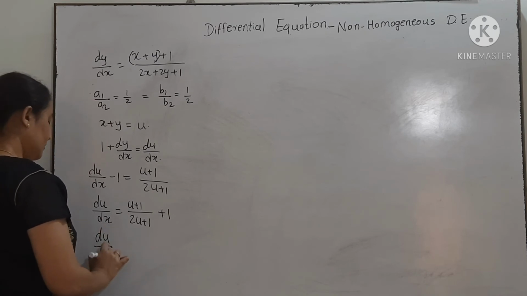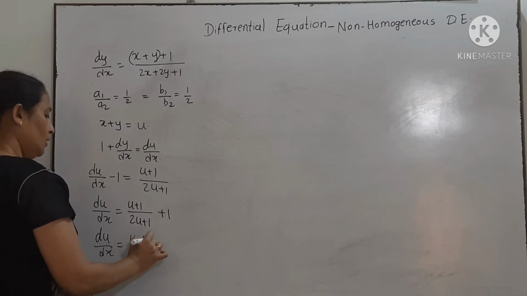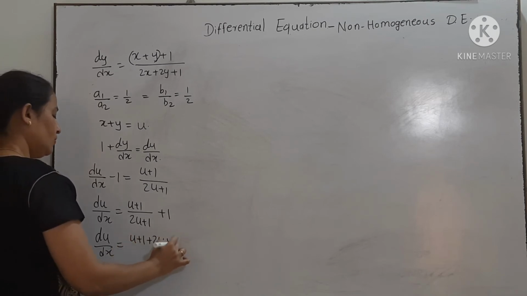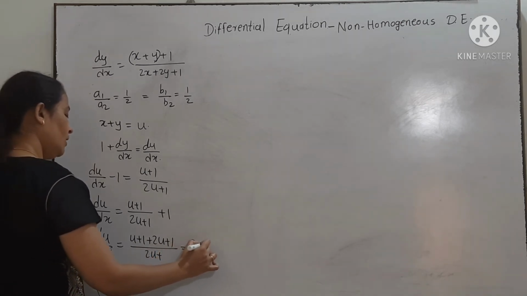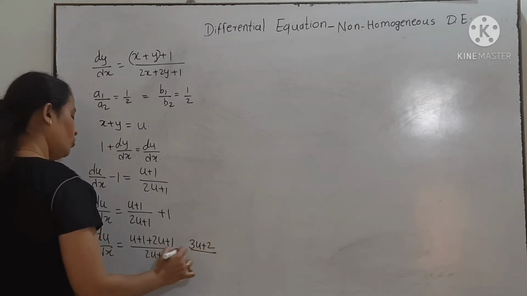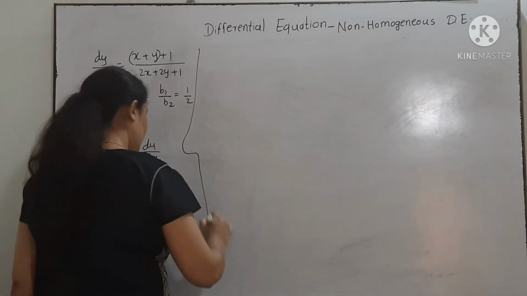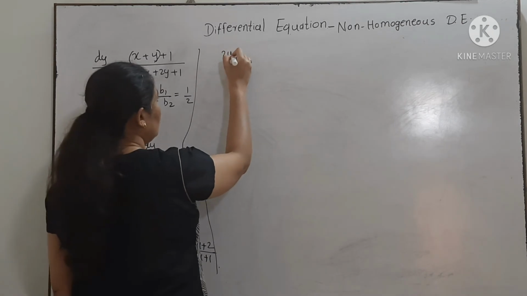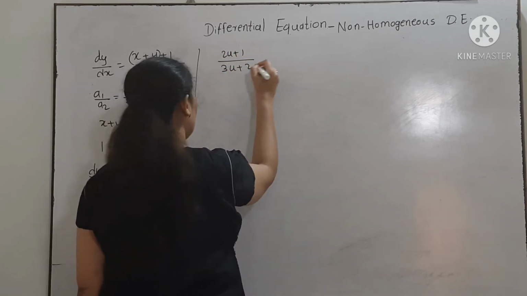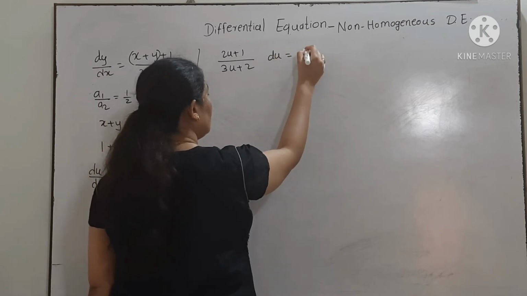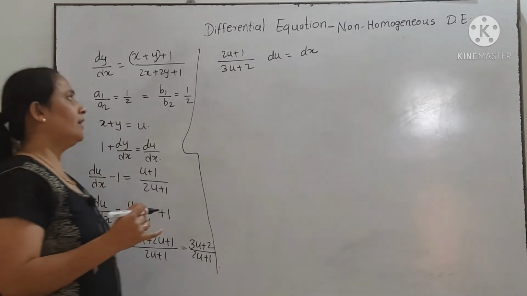Therefore, take LCM, du by dx equal to (u plus 1 plus 2u plus 1) upon (2u plus 1), that is (3u plus 2) upon (2u plus 1). If I convert this into variable separable form, it is (2u plus 1) upon (3u plus 2) into du equal to dx. Variables of u on one side, variables of x on another side.